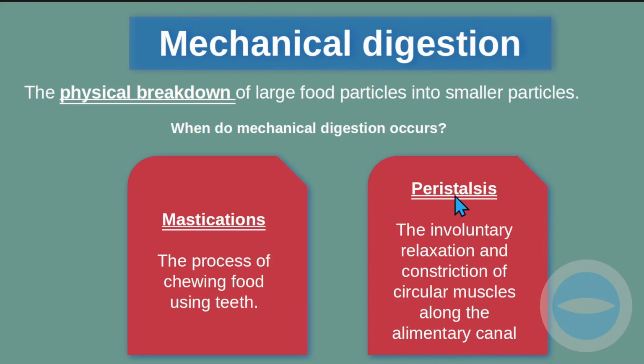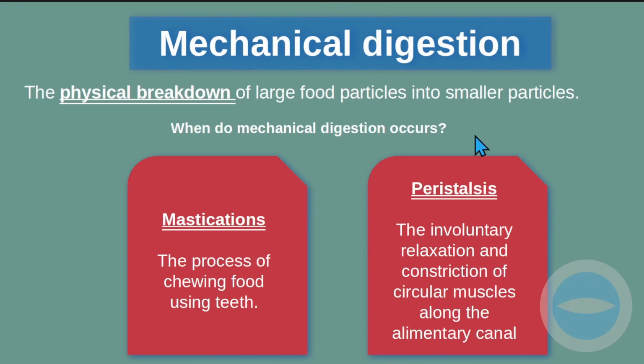So peristalsis, in short, is the process of pushing food inside the alimentary canal. For food to move inside the alimentary canal, it must be pushed. This process of pushing the food is called peristalsis, because peristalsis uses muscles. Muscles relax and constrict to push food. I will show you how peristalsis works in a minute.